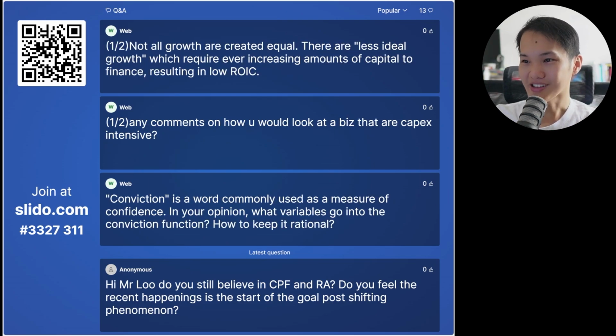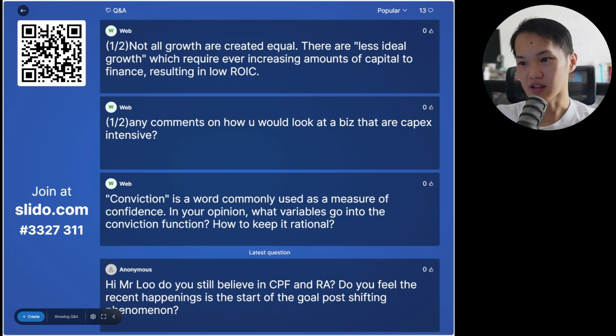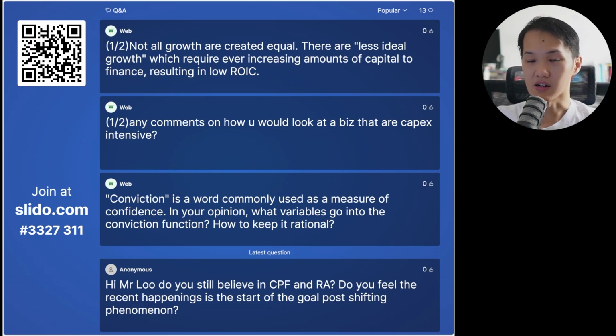Not all growth is created equal. There is less ideal growth which requires an ever-increasing amount of capital to finance, resulting in low ROIC. I think this is very true. And it's true if I just compare the companies that I invest in. I think in Buffett's situation, this is quite clear. He did mention that the railway business is high capex. Although you can see the earnings, sometimes you don't see the free cash flow, as you need to upgrade and do maintenance on the rail and so on.